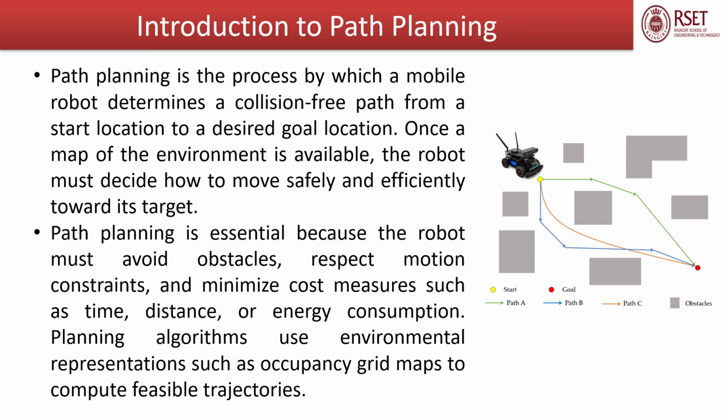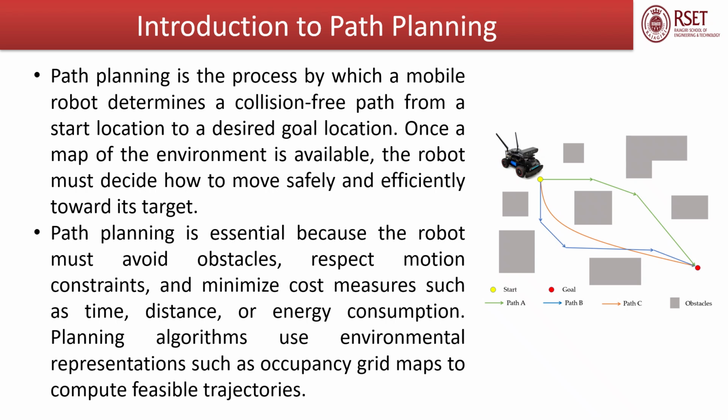After building a map and estimating pose using SLAM, the next question is how does the robot decide where to move? Path planning is the process of computing a safe route from a starting position to a goal position. The robot must ensure that the chosen path does not intersect with obstacles and also satisfies constraints such as minimum turning radius or maximum velocity.